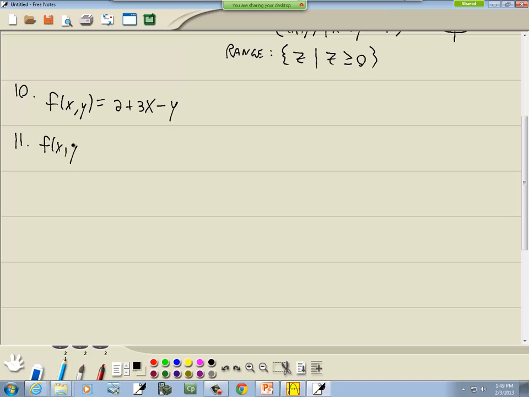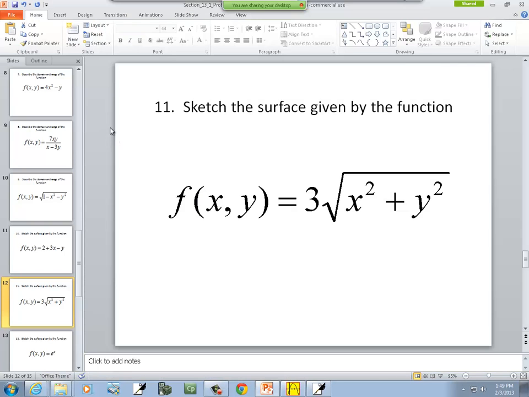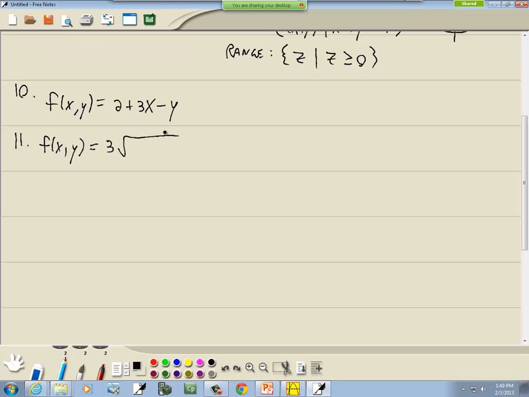We've got f of x, y is equal to 3 times the square root of x squared plus y squared. Sometimes you can look at this and figure out what the graph is going to give you an idea of. You know, z can't be negative, can it? Because the square root always gives you a positive number, and then 3 times that is going to be positive.